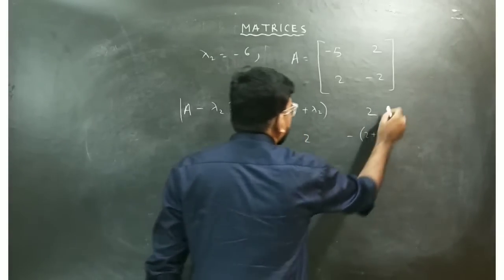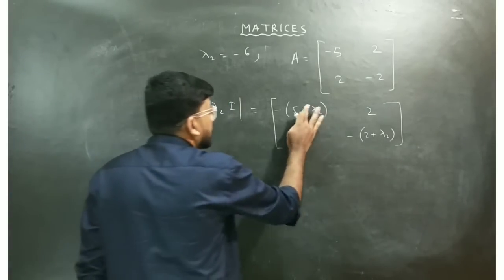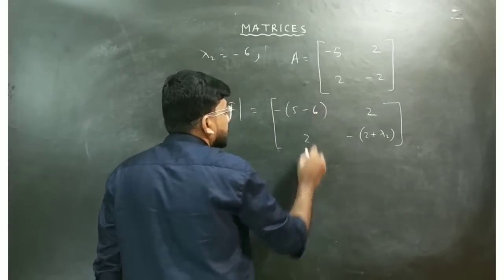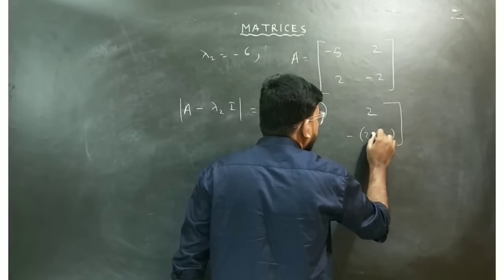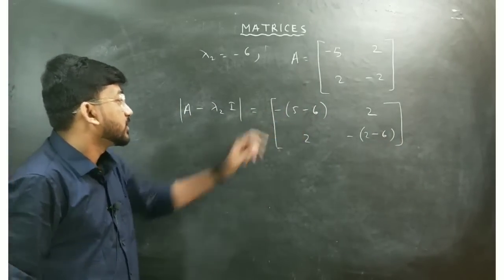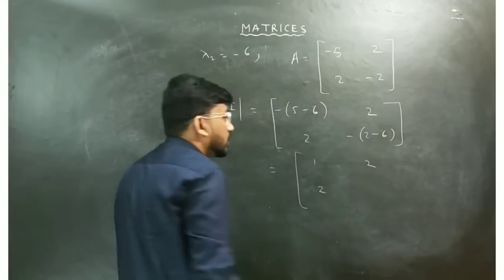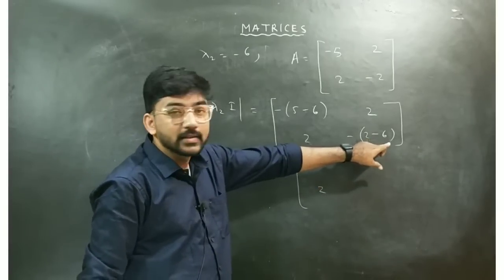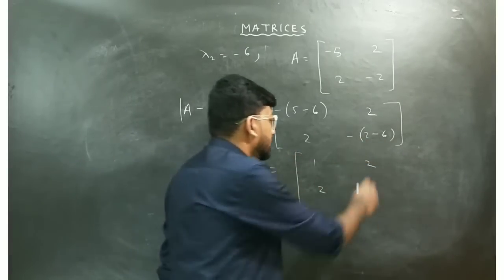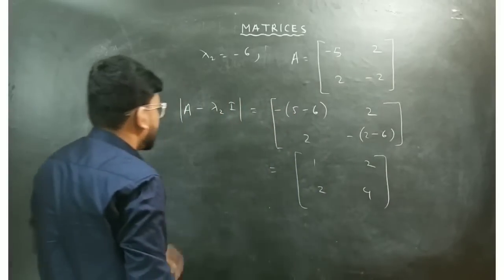Okay, now if you put minus 6 instead of lambda 2, then this will be minus 6 and this will also be minus 6. Now minus 5 minus 6 is minus 1, minus plus, so it will be 1 2 2. And now if you put this, 2 minus 6 will be minus 4, and minus 4 will be plus 4. So this will be your A minus lambda 2 I.